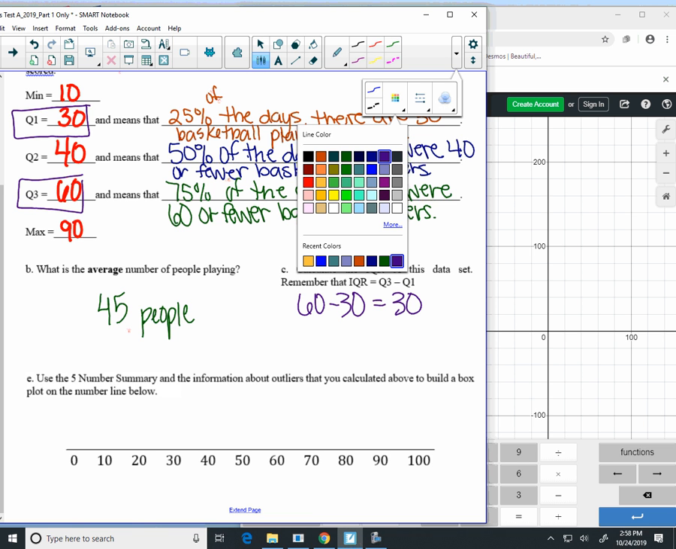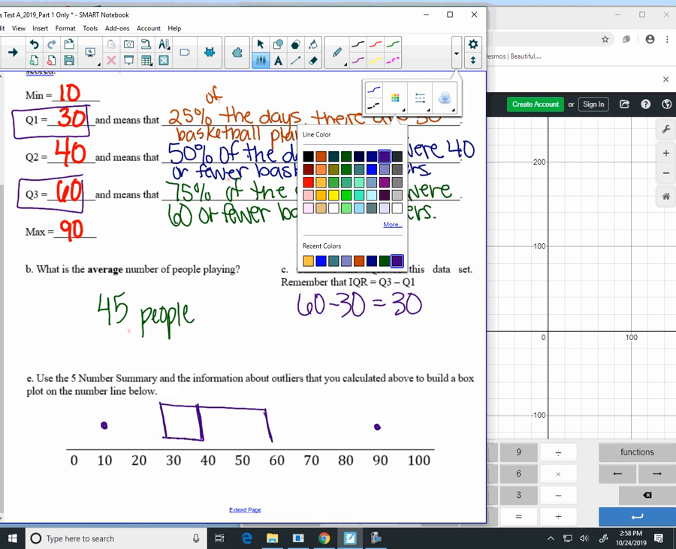And now we're going to do our box and whisker plot. So before I scroll up a little bit so you can see it better, I'm going to put some little lines on here. My minimum is at 10. My quartile 1 is at 30. My quartile 2 is at 40. My quartile 3 was at 60, and my maximum was at 90.